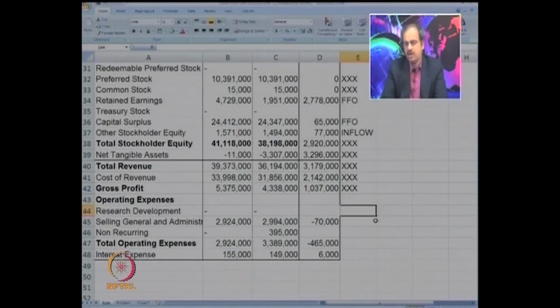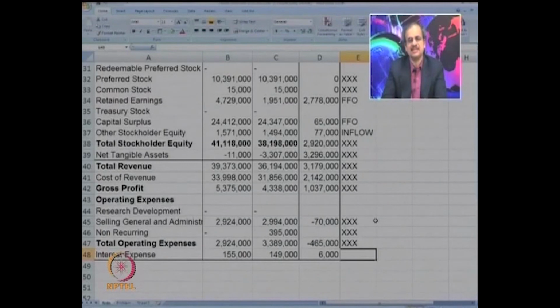R&D costs are anyway not given. Selling and general expenses, you will find that there is a decrease, but decrease is not important. In fact, we are not going to consider this item at all. They have also mentioned some non-recurring expenses. We will not consider. Total operating expenses we need not consider.